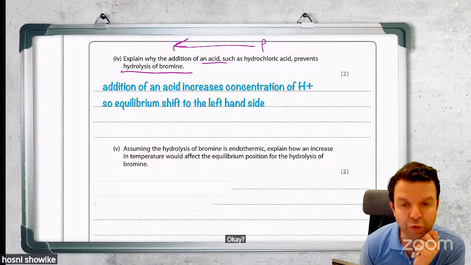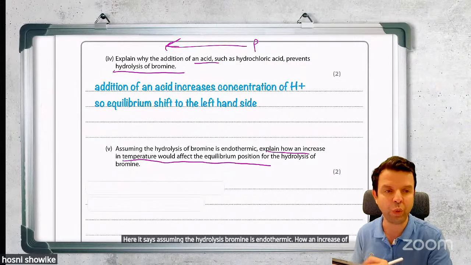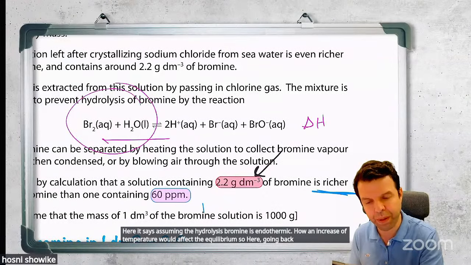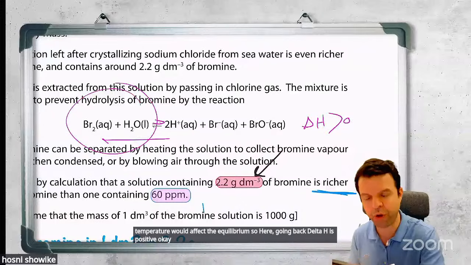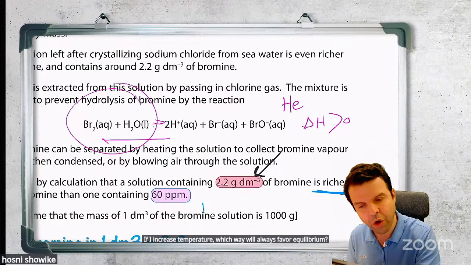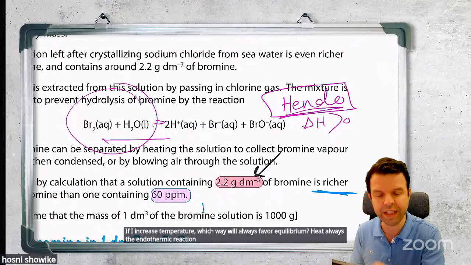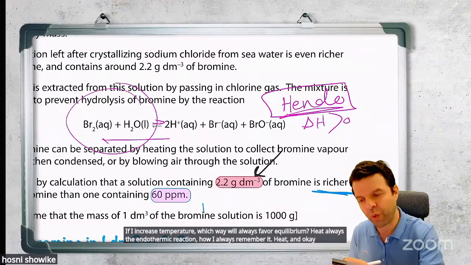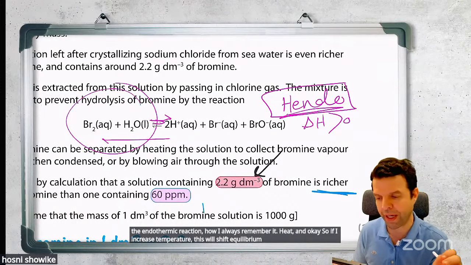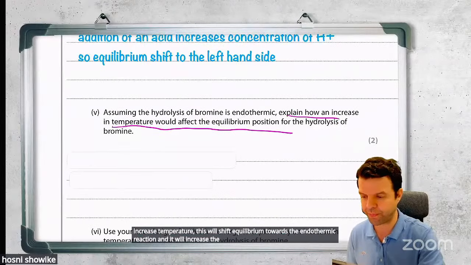Here it says, assuming the hydrolysis of bromine is endothermic, how would an increase of temperature affect the equilibrium? So here, going back, delta H is positive, okay? The forward reaction is endothermic. If I increase temperature, which way will equilibrium always favor? Heat always favors the endothermic reaction. How I always remember it: heat, endo. So if I increase temperature, this will shift equilibrium forward towards the endothermic reaction, and it will increase the reaction of bromine and water.